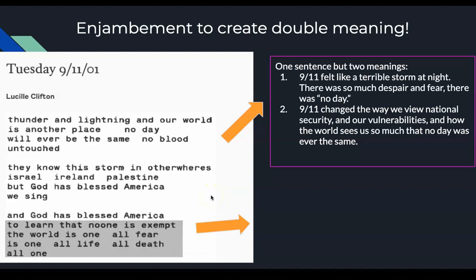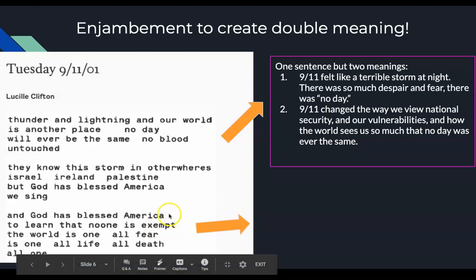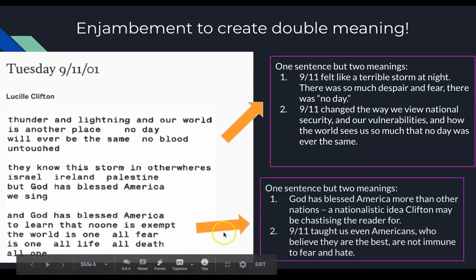God has blessed America to learn that no one is exempt. The world is one. All fear is one. All life, all death, all one. So she's almost sort of sarcastically using this idea that America is more blessed than everybody else, and moving on to say, well, now we're blessed to learn that we're not exempt from fear and death and life. We're one with everybody else. So, one sentence again, two meanings.